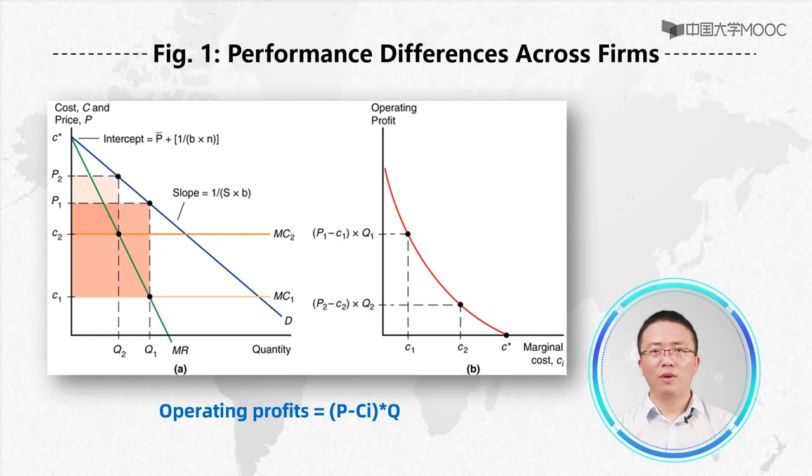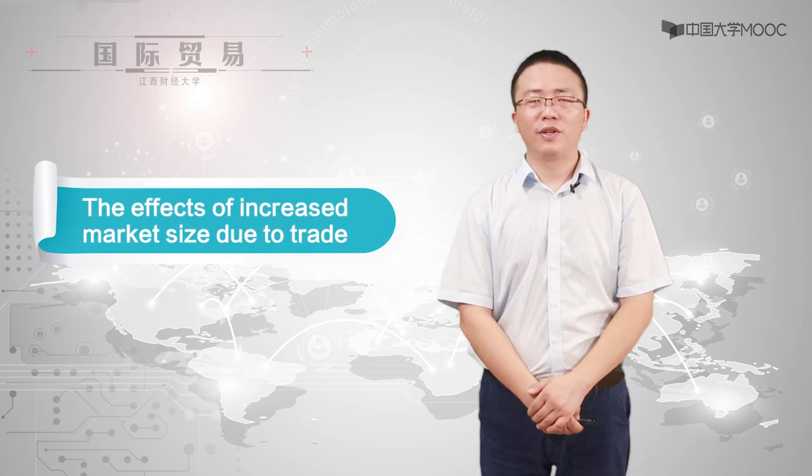Panel B of figure 1 summarizes the industry equilibrium given the market size of S. It tells us which range of firms survive and produce and how the profits will vary with their cost levels, c_i. Next, we will discuss the effects of increased market size due to trade. What happens when economies integrate into a single larger market?